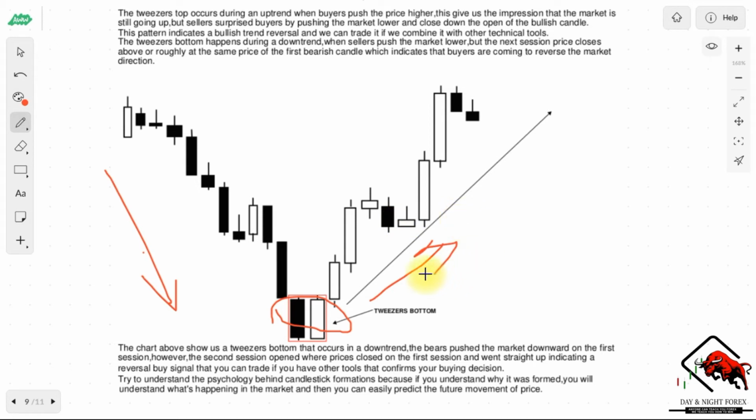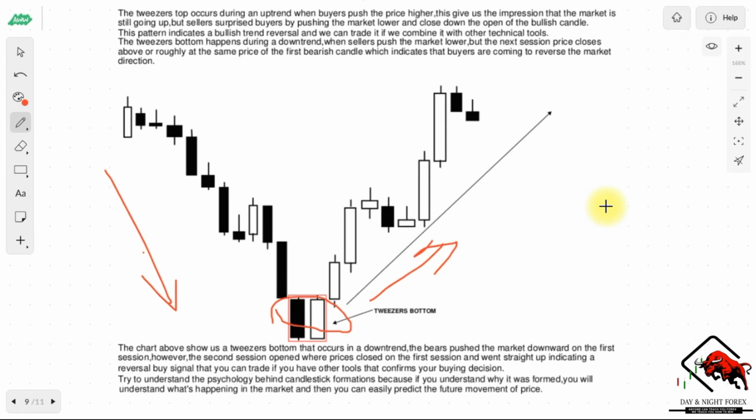So again, with these patterns, the bigger the time frame, the stronger the signal. So on a 1 hour chart it is more powerful than one that you will find on a 15-minute chart. It just depends on the time frame that you're using. But again, you don't trade this on its own. You don't take this as a confirmation of a trade on its own. You have to use it with other technical trading tools that we're going to be going through.